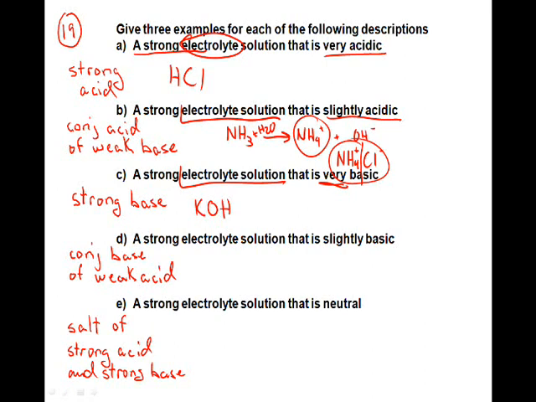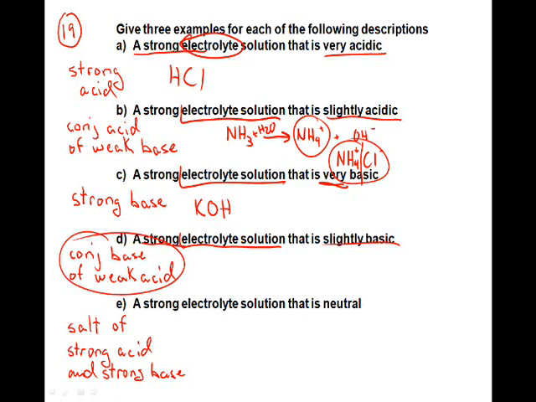A strong electrolyte that's slightly basic. Once again, we have a strong electrolyte, meaning it totally dissociates in water. It's soluble in water, but it's only slightly basic. So we're looking for the conjugate base of a weak acid. So you find a weak acid like maybe HF. Well, that's a weak acid.